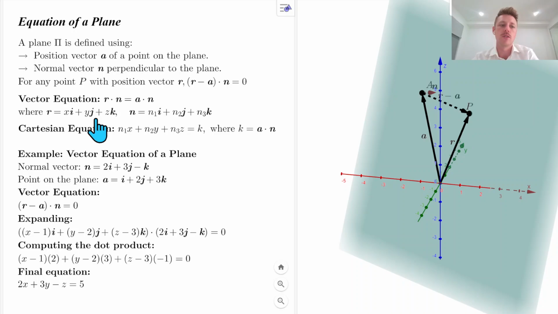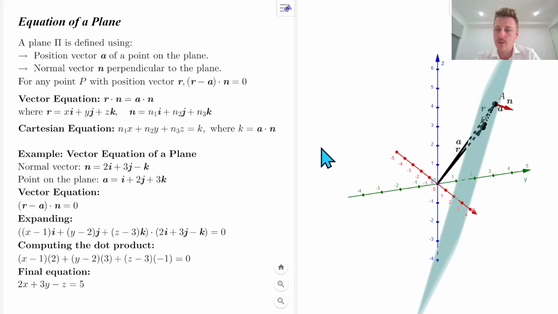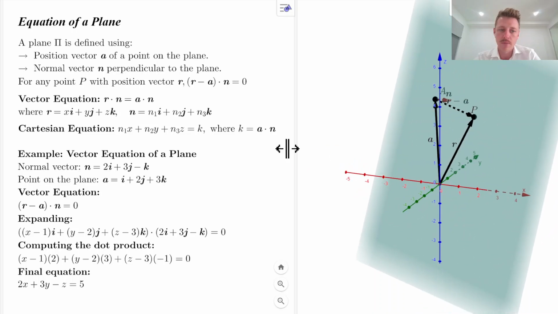Okay, and let's just really drill down into what these things are. So r is the vector that defines the plane, so it's got coordinates x, y, and z. So the vector r is equal to xi plus yj plus zk, and n is our normal vector, which has the coefficients n1, n2, and n3. Right, so that's talking in general terms there.